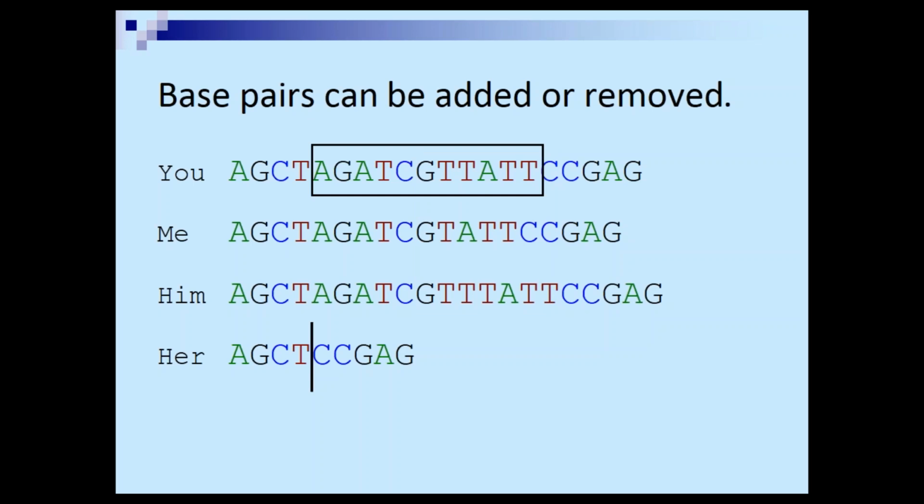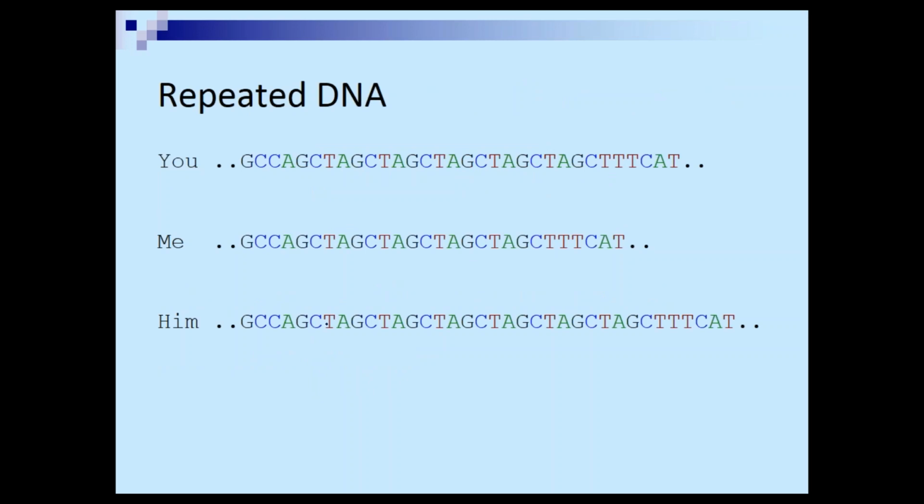And it's possible for forensic scientists to analyze this area of DNA and find out who the blood matches. If the blood has 2 T's, then it came from you. If it has 1 T, from me; 3 T's, from him; and if a big chunk is missing, from her. But that also turns out to be difficult to do, that type of analysis.